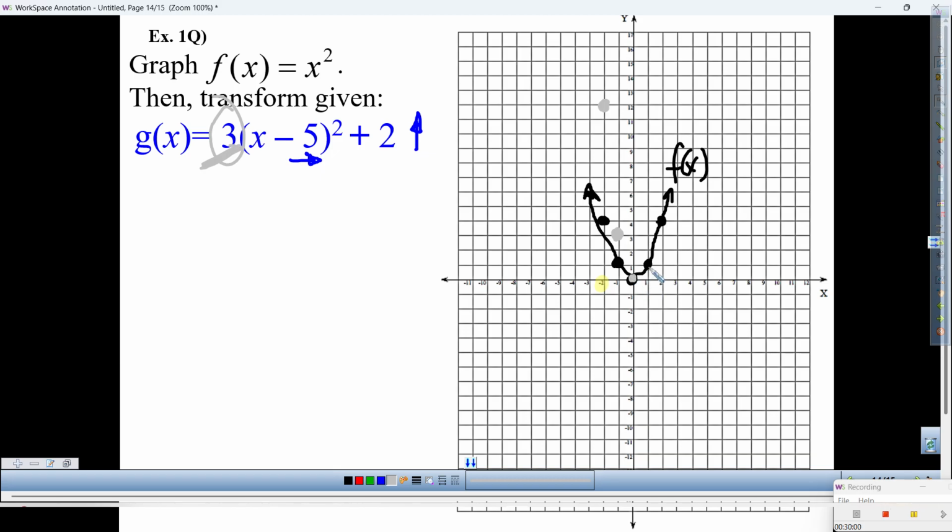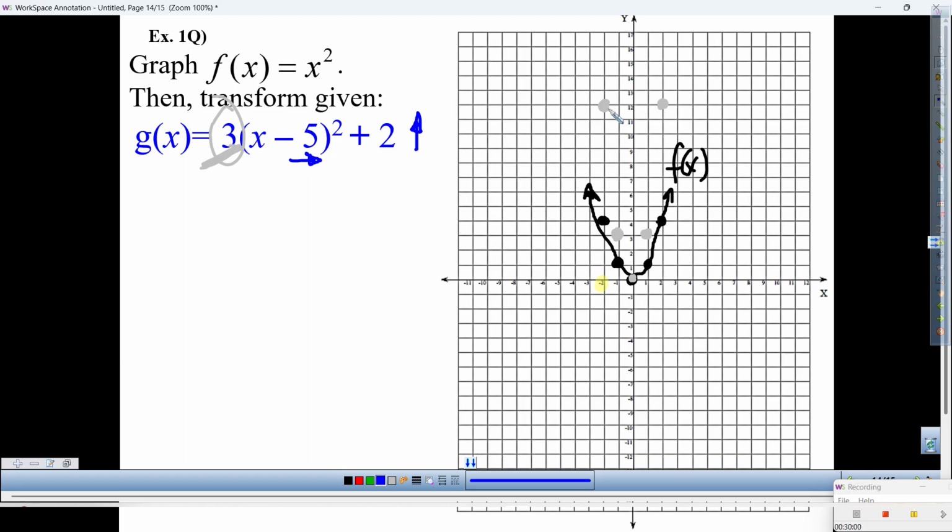The original was 1, 1, but since we multiply times 3, it's 1, 3. Next one. The original is 2, 4, but instead of 2, 4, since we multiply times 3, it's 2, 4 times 3 is 12. Don't graph your curve, but those are my new 5 points. Now, do we know where to move those 2 now? Yes, we're going to move them what? 5 to the right and 2 up.